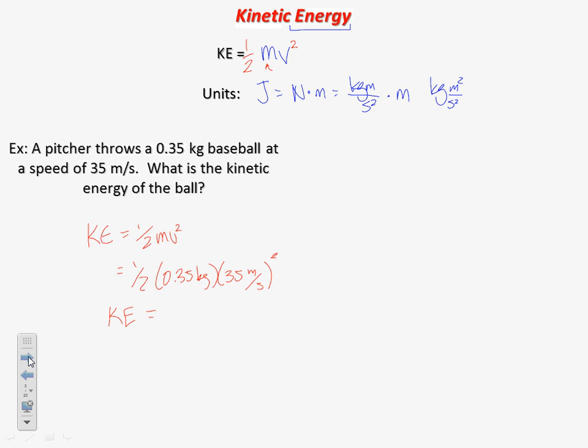I don't know what this is. This is somewhere like over 1,000. So this is like maybe 200 or so, on the order of 200 joules? Question mark. I don't have a calculator handy.